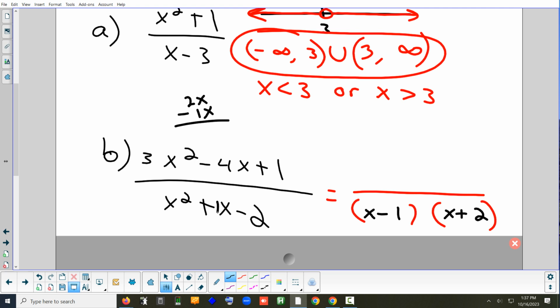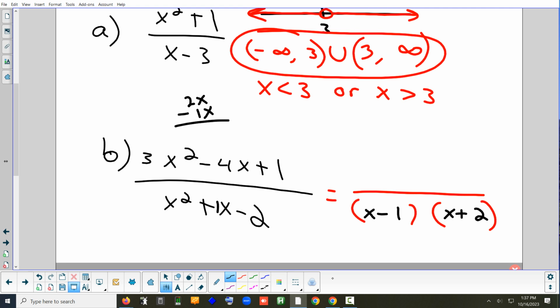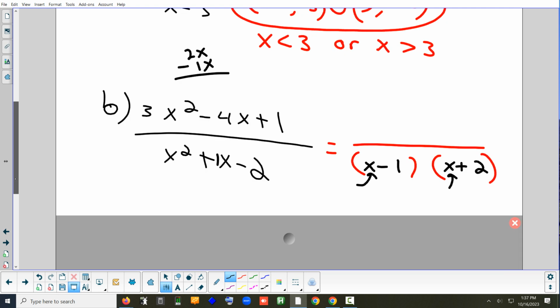Perfect. Now the numerator, it doesn't really matter. All we care about is what would cause us to divide by 0. Now, what number would you plug in right there that would make this factor 0? 1. So 1 is a number we have to avoid. And what number would you plug in here that would cause you to divide by 0? Negative 2. So 1 and negative 2 are the two numbers we can't use.